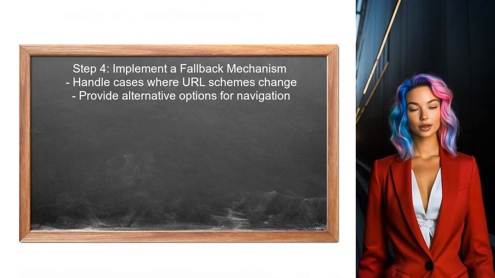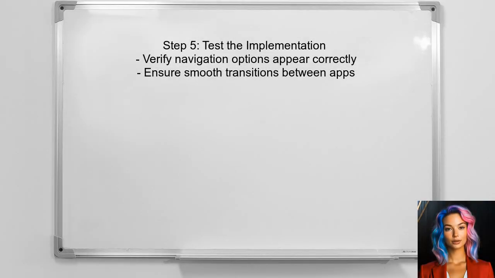It's important to note that relying solely on URL schemes can be unreliable. The user should consider implementing a fallback mechanism in case an app does not support the expected URL scheme. Finally, the user should test the implementation thoroughly. This ensures that the navigation options appear correctly and that the user experience is seamless.